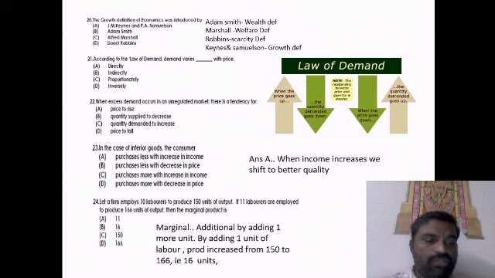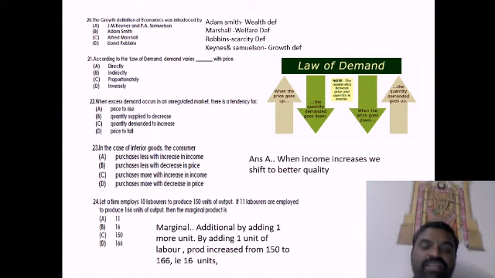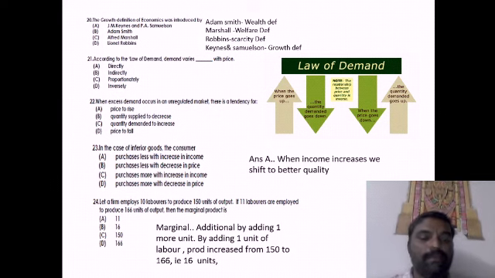Next, 24. Let a firm employ 10 laborers to produce 150 units of output. If 11 laborers are employed to produce 166 units of output, what is the marginal product? Marginal means additional by adding one more unit. By adding 1 unit of labor, the production increased from 150 to 166. Means how many units increased? 16 units increased. So answer is B.